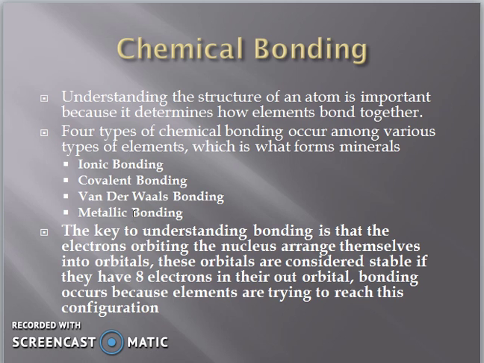So what happens then is these atoms combine to form chemical bonds. So understanding the structure of an atom is important because it determines how elements bond together. There's 4 types of chemical bonding that we're going to talk about. They're ionic, covalent, van der Waals, and metallic bonding. And again, just to point out, the key to understanding bonding is that the electrons orbiting the nucleus arrange themselves into orbitals. These orbitals are considered stable if they have 8 electrons in their outer orbital. Bonding occurs because elements are trying to reach this configuration.